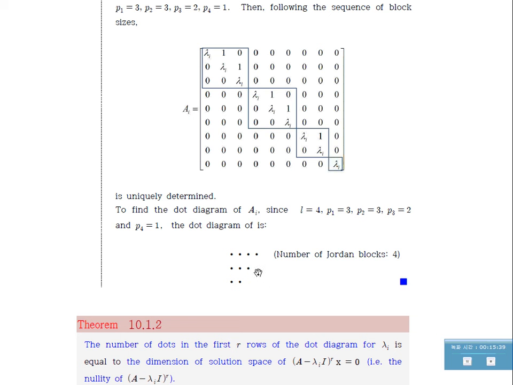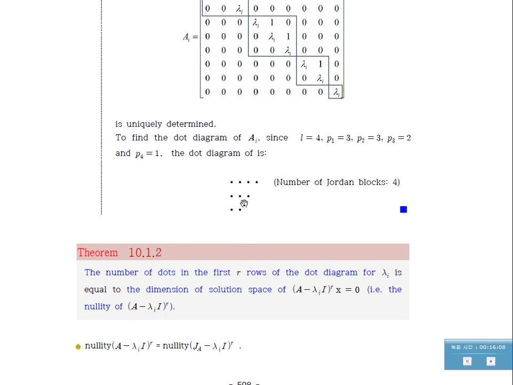And 3 dots means there are 3 blocks bigger than 2 by 2. There are 2 Jordan blocks whose size is bigger than 3 by 3, and we have 3 Jordan blocks bigger than 2 by 2, and we have 4 Jordan blocks bigger than 1 by 1. So from this, what we can see is if we subtract, this gives us the number of 1 by 1 Jordan blocks, the number of 2 by 2 Jordan blocks, and the number of 3 by 3 Jordan blocks, isn't it?